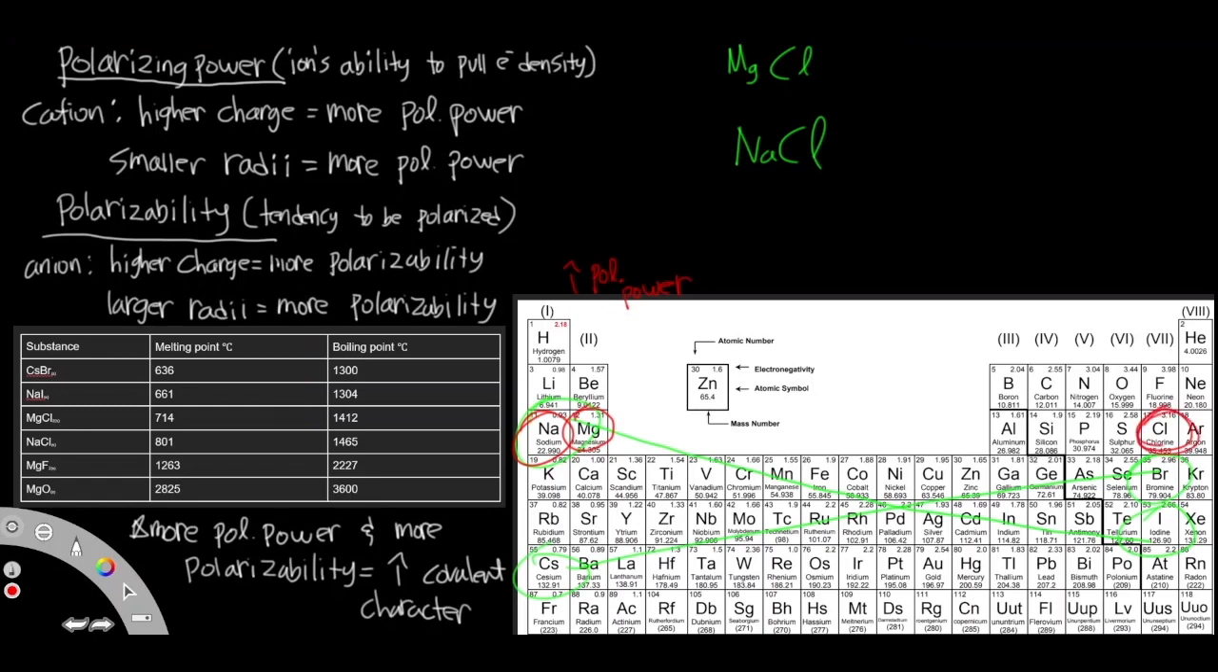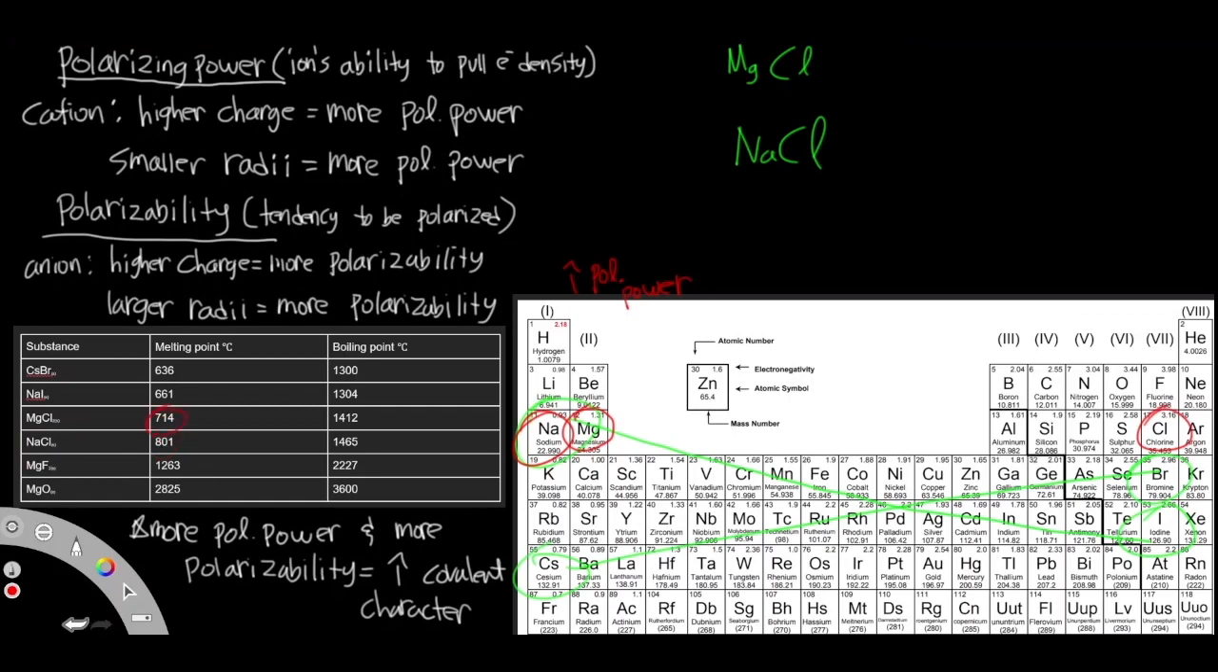Our Cl is over here. That's not changing. The only thing that's changing is going to be our sodium and our magnesium. Our magnesium is over here. Our sodium is over here. Which one has less polarizing power? I know it's very discrete, but it is the sodium because it's a little bit more on the left-hand side, so it has less polarizing power. Na here has a smaller charge. So because that margin is getting wider between the sodium and the chlorine, as opposed to the magnesium and the chlorine, we can tell that the NaCl is going to be greater than the MgCl.